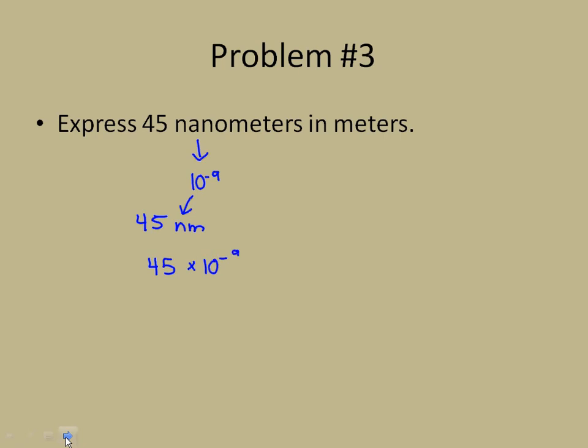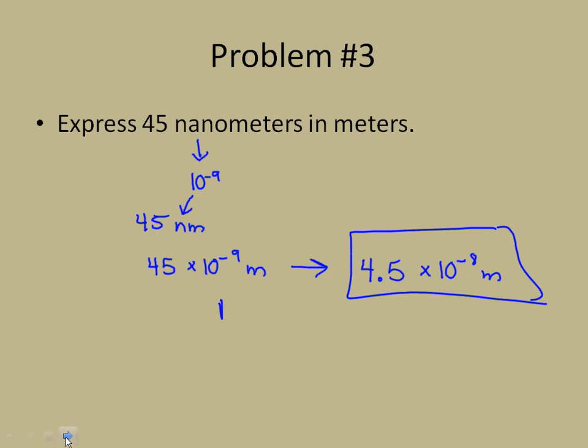That's improper scientific notation. So I need to, and you can use your calculator, it ends up being 4.5 times 10 to the minus 8th meters. Your value would be correct if you used this guy, but it would be improper scientific notation.